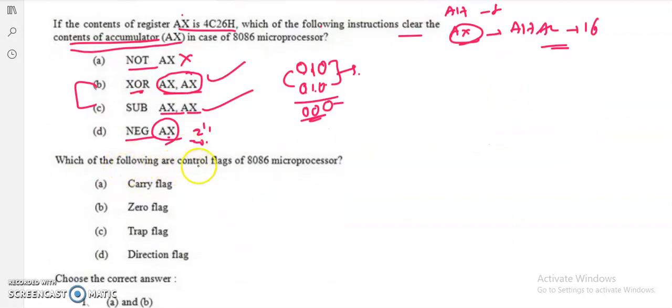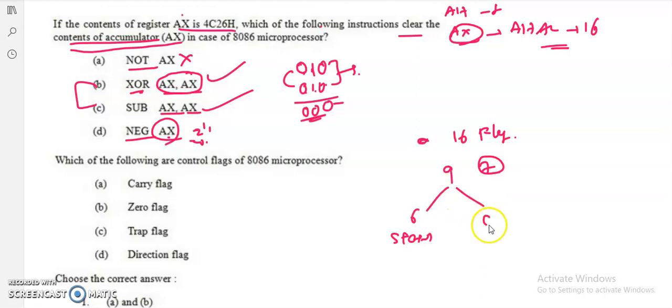Which of the following are the control flags of the 8086 microprocessor? Generally in the 8086 microprocessor, we have a 16-bit flag register. In this 16-bit flag register, 9 flags are defined and 7 are undefined. Out of these 9, 6 are status flag registers and the remaining 3 are control flag registers.